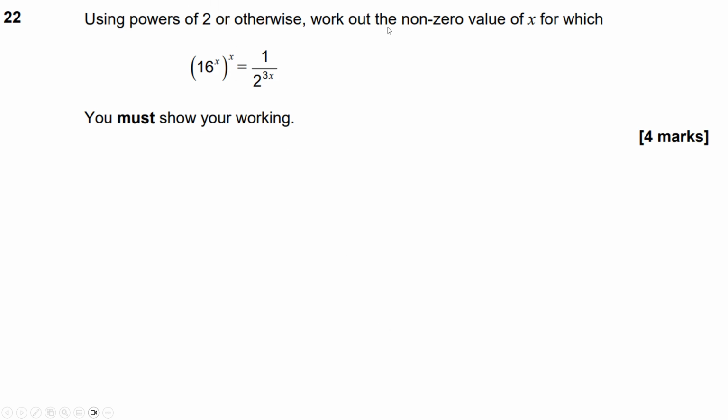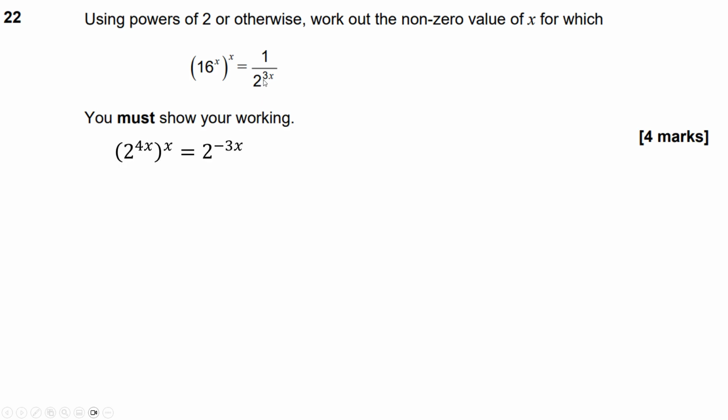Using powers of 2 or otherwise, work out the non-zero value of x for which this. Okay, so when it's saying using this or otherwise, just use what it tells you to use, because this is likely the easiest way to do it. So how can we turn everything here into a power of 2? Well, 16 is 2 to the power of 4, so 2 to the power of 4 to the power of x. Whenever you have a power to a power, you just multiply the powers. So you have 2 to the power of 4x.